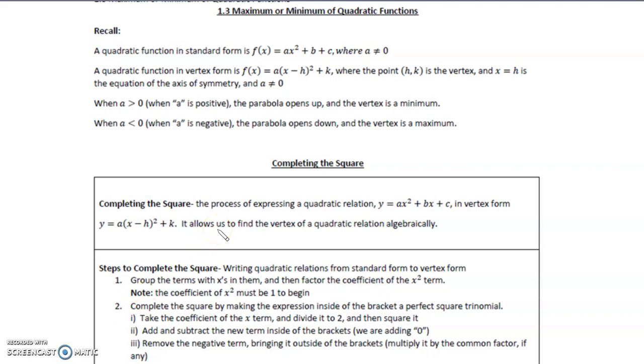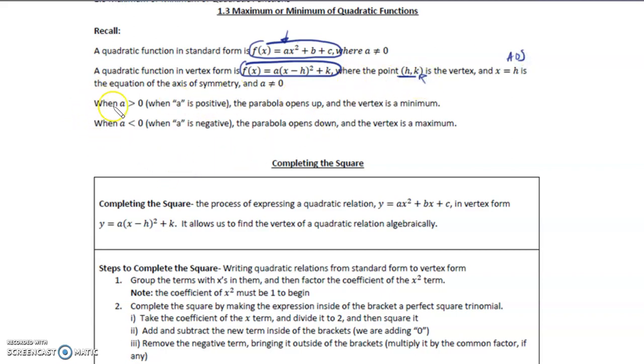1.3 max or mins of quadratic functions. Okay, so let's just recall quickly. A quadratic function in standard form is in this form here, where a does not equal 0 because we need an x squared term. A quadratic function in vertex form looks like this, where (h, k) is the vertex, h being the axis of symmetry, and k being the max or min value.